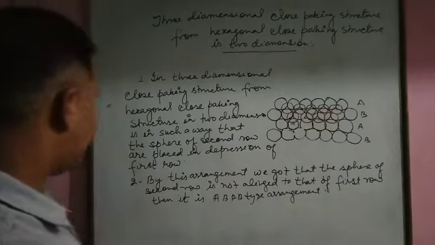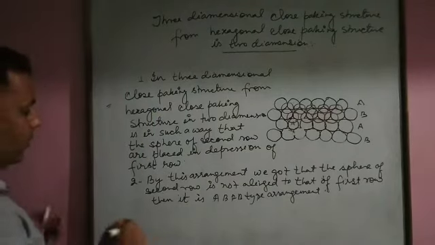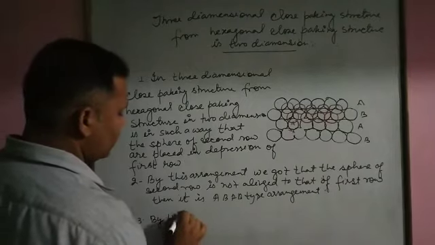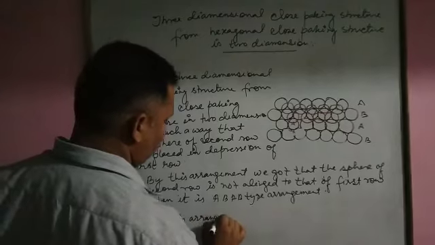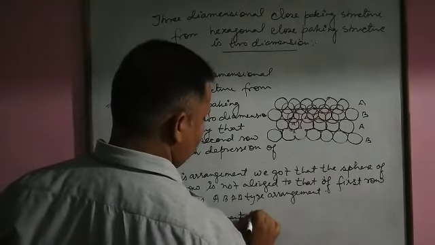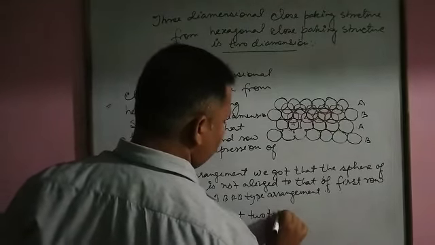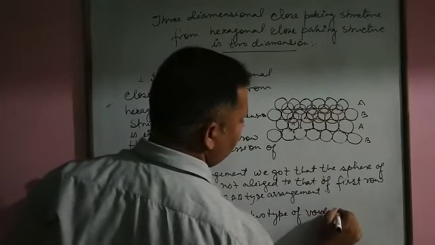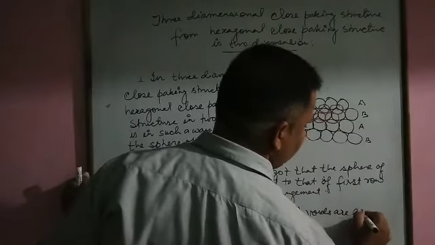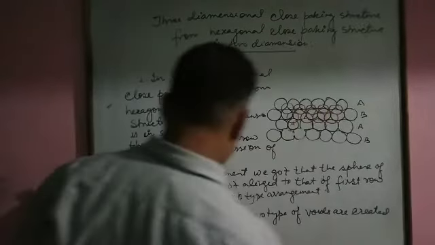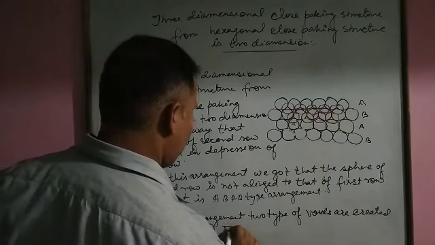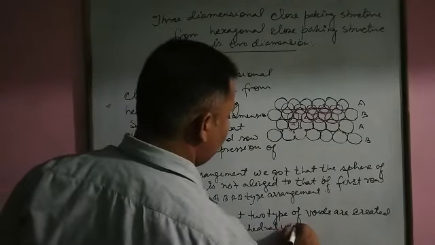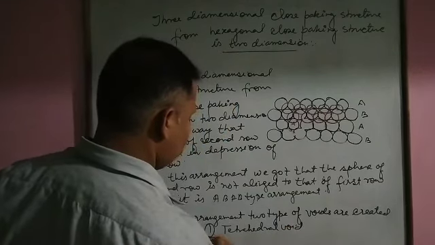Let us see. Third one. By this arrangement, two types of voids are created. The one is the tetrahedral void and the next one is the octahedral void.